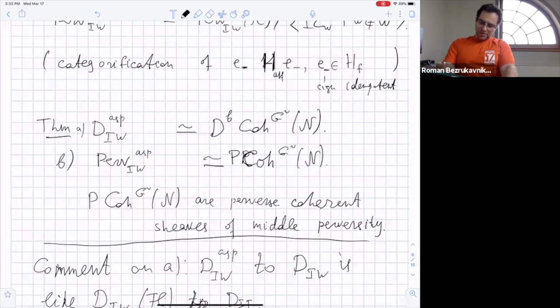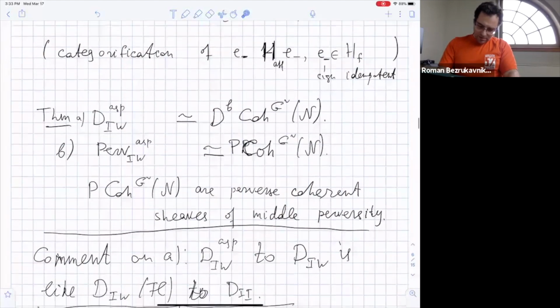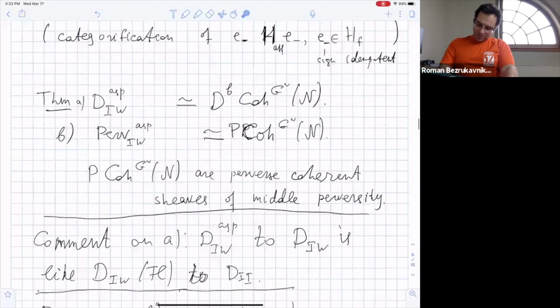But the reason I want to state this particular thing is because in this version, there is a very neat answer to the question about t-structures. And here is this neat answer: under this equivalence, the abelian heart here goes to the so-called perverse coherent sheaves of middle perversity on the nilpotent cone. And this is actually maybe the only statement that I'm going to prove. So let me first explain what it means.